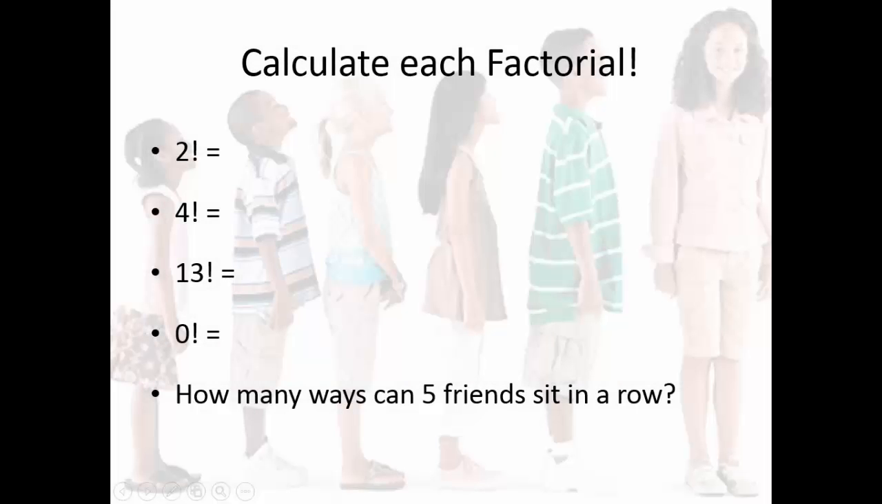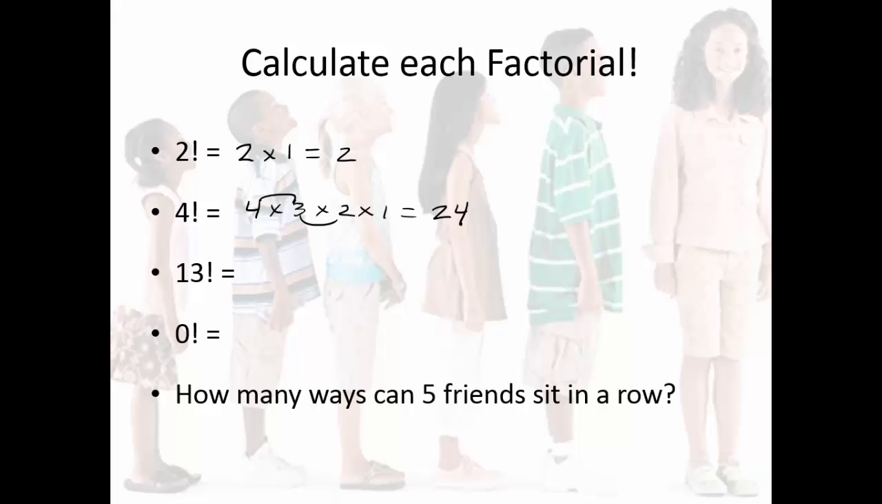Here's some factorials. Let's just practice, make sure we've got this down. So 2 factorial just means 2 times 1. 4 factorial is just 4 times 3 times 2 times 1, which is, let's see, 6 times 4 is 24, or 12 times 2 is 24.